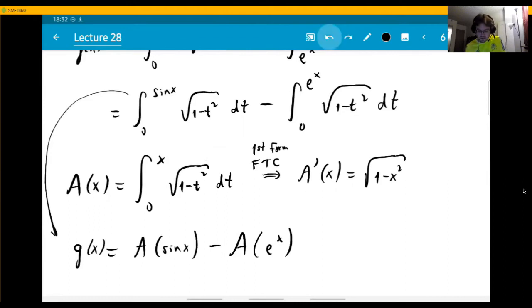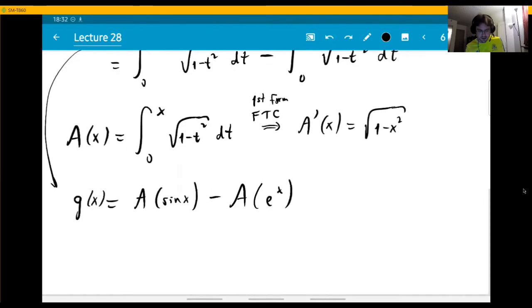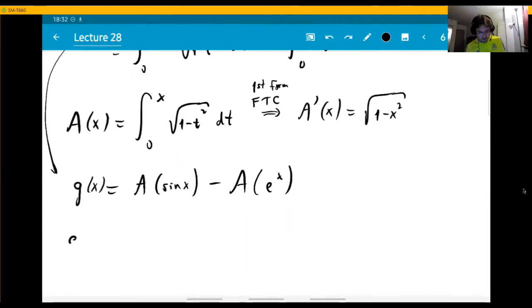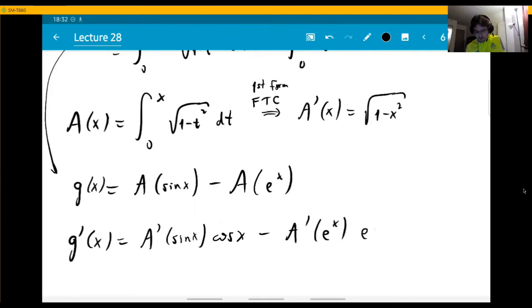So we're going to use this formula. We know what a prime is, the function a prime. Now we just want to use that to calculate g prime. What you have to remember is that you're going to need the chain rule to find the derivative of this expression with respect to x. So I'm going to write the chain rule for you here. A prime of sine x times cosine x minus a prime of e to the x times derivative of e to the x, which is e to the x.